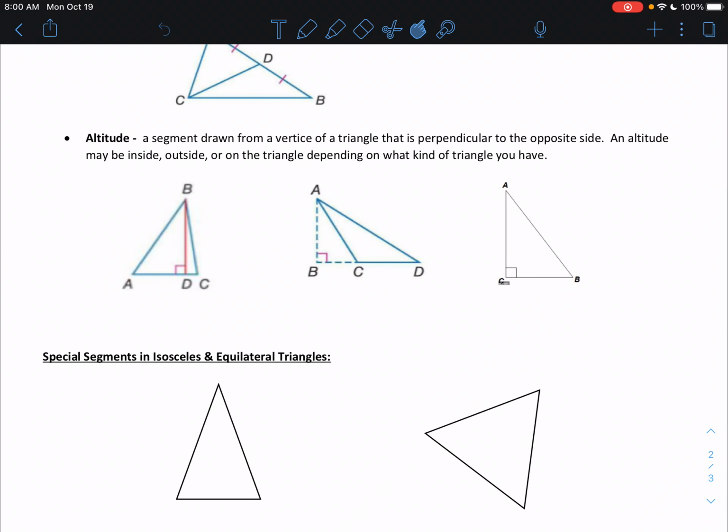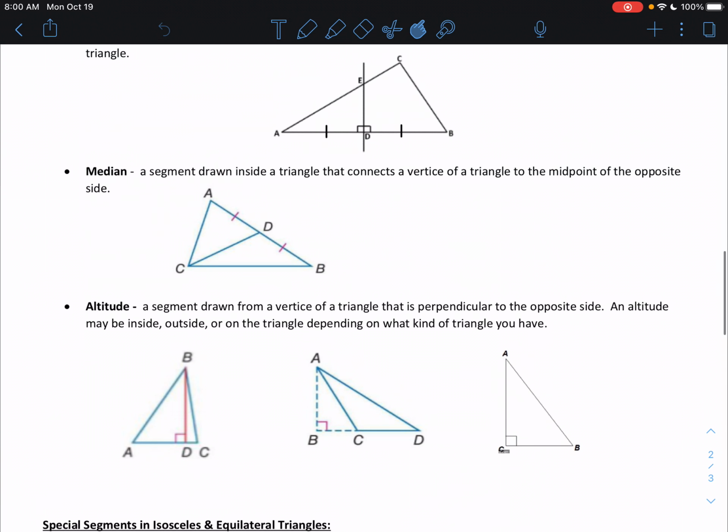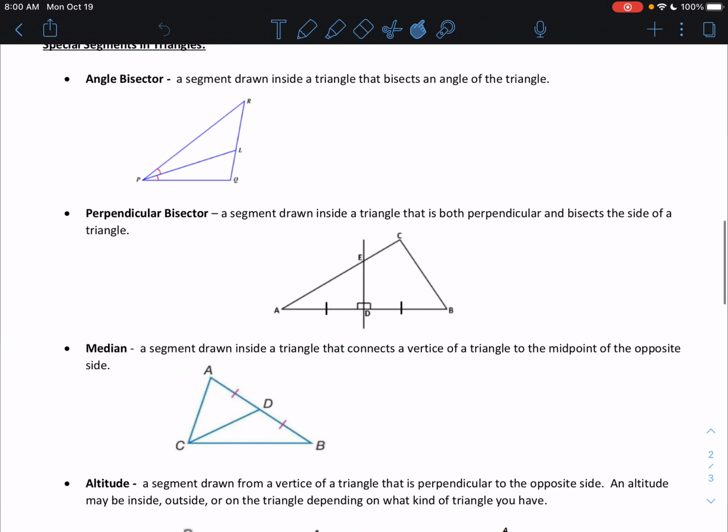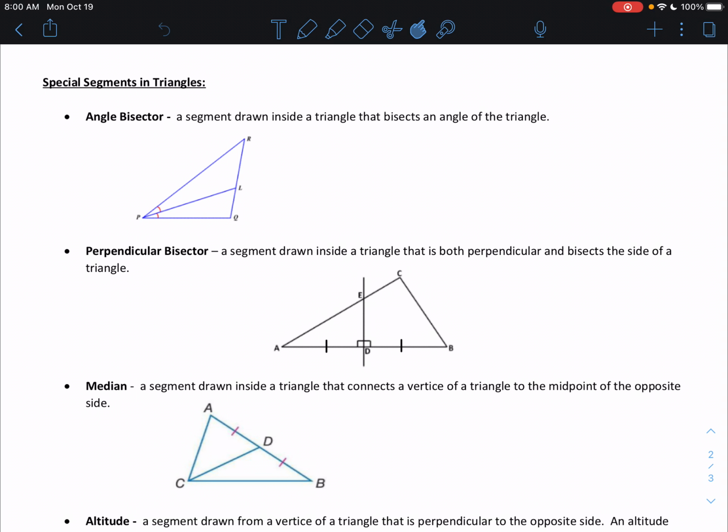Good morning, geometry. So today, what we're going to be working on is the end of the week 7 notes.